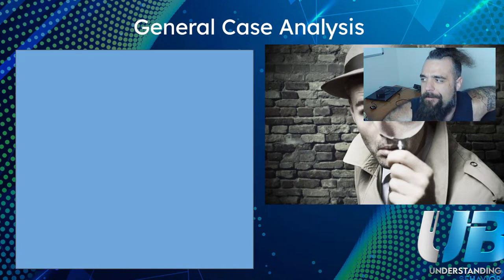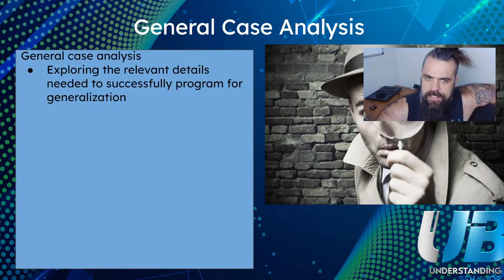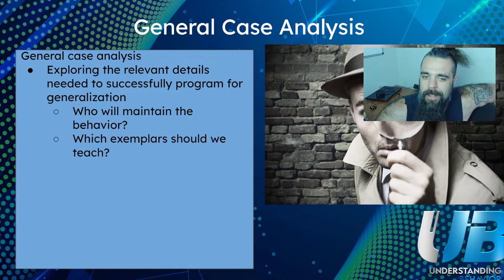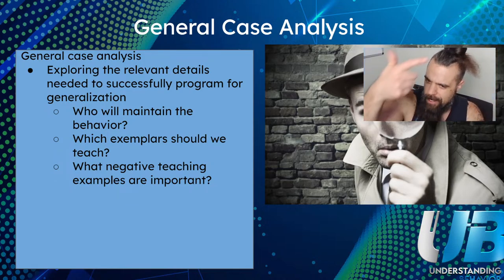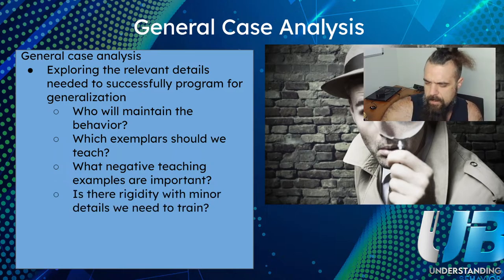All right, last one before our quiz is our general case analysis. This is essentially exploring the relevant details that are needed to successfully program for generalization. So thinking about who will maintain the behavior in the natural environment, which exemplars we should teach, which ones are relevant or capture the whole stimulus class, and what negative teaching examples might be important. So again, you're running through all of our last ones and seeing what info we need to be successful here.